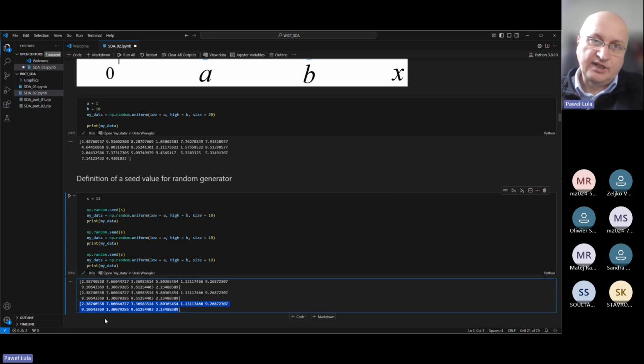They are identical. Because in every case, the same value equal to 12 was used here as a seed value, as a previous value, as a value which was used for generating the first element in the series. This element, and this element. The seed value was the same. Then also the series are the same.